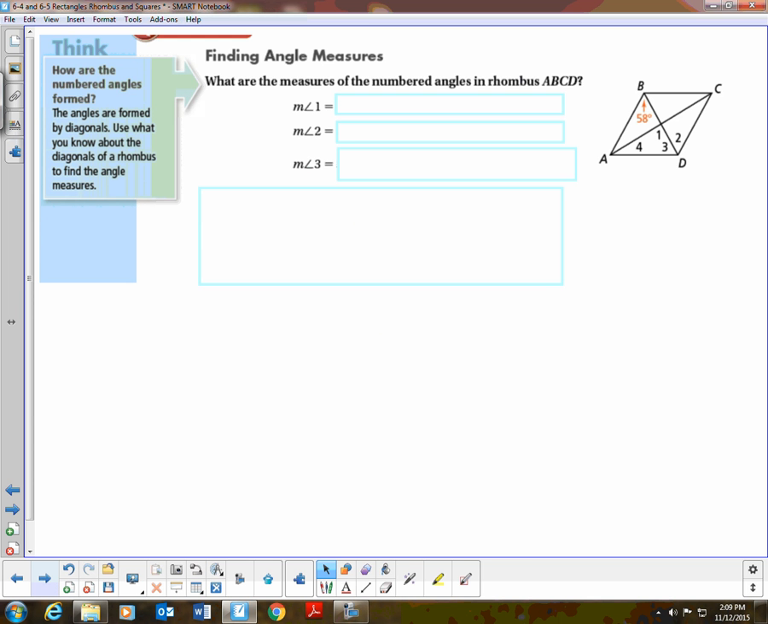All right, so here we have a little basic problem I want you to work out. It says here, the following figure is a rhombus. Find the measure of all the numbered angles. We want the measure of angles 1, 2, 3, and 4. So pause the video, take a second to work through these problems.